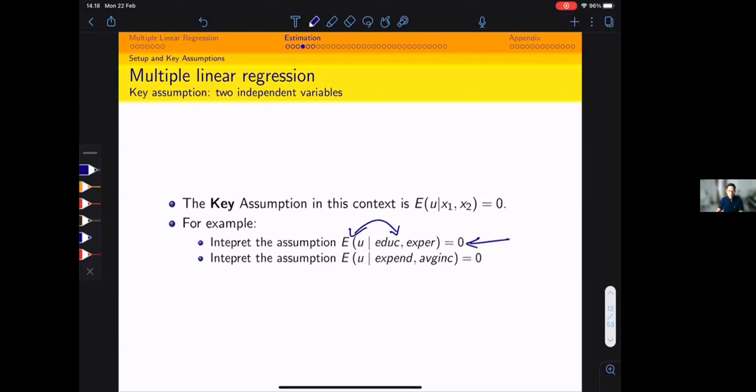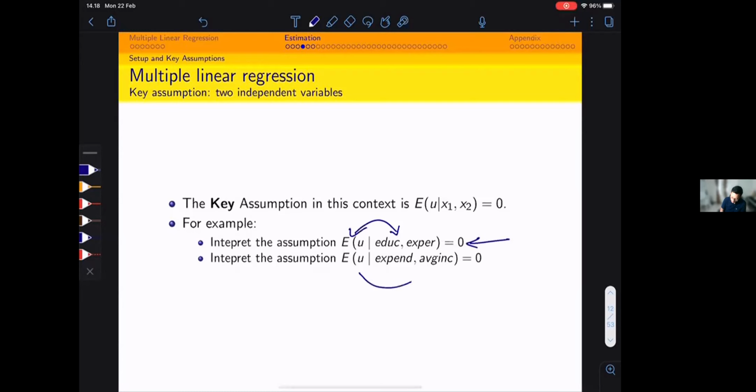Can you think of a variable that you do not observe, which will still be correlated with education and experience? Any thoughts? It could be innate ability, for example. Innate ability is unobserved, and innate ability is still correlated with education as well as experience. And so if we leave out innate ability, then there is a higher probability that the zero conditional mean assumption is not fulfilled, okay?